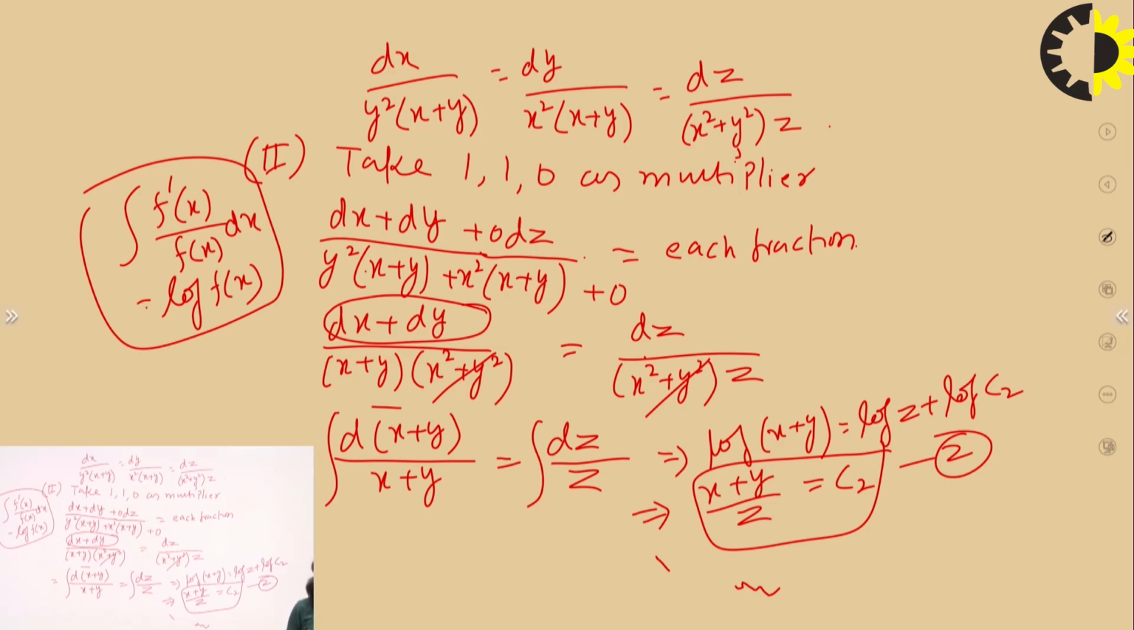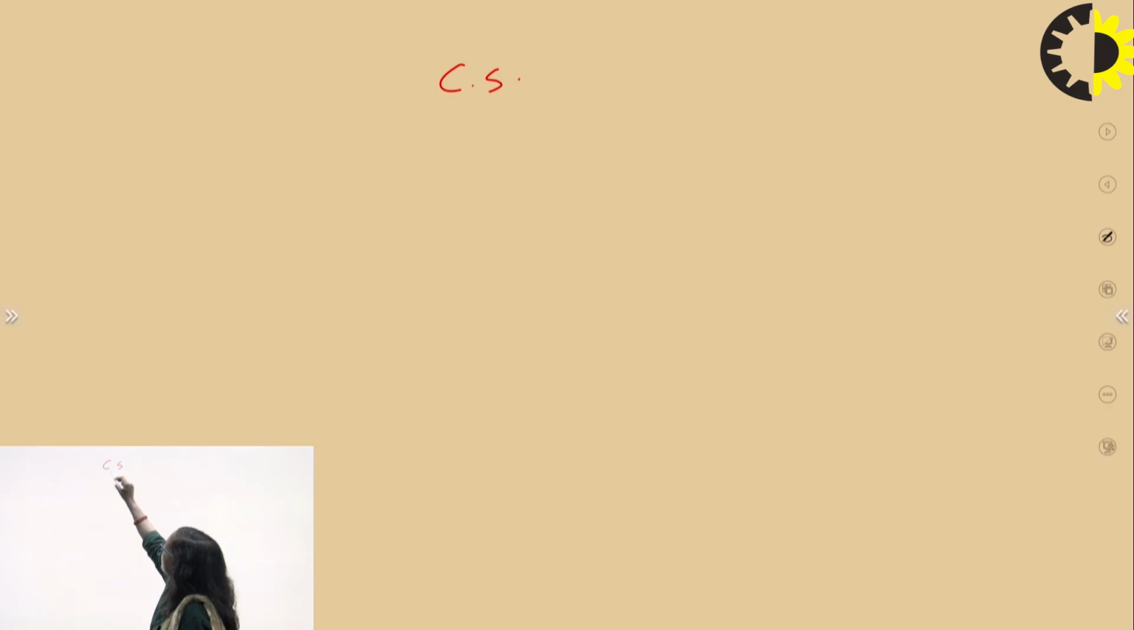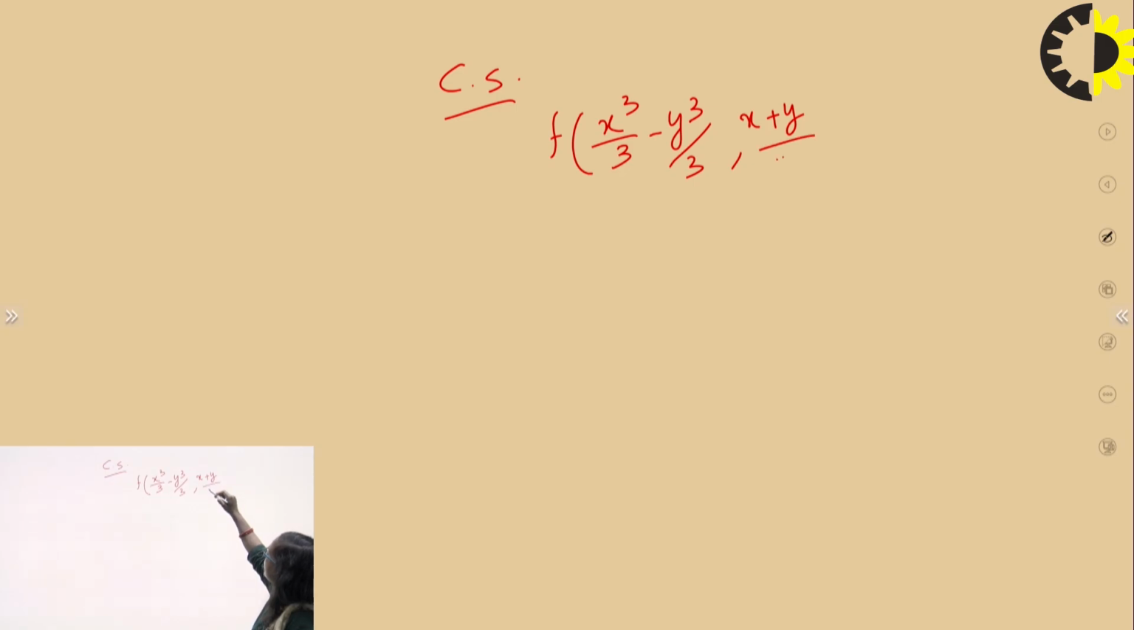In the last, I can write down the complete solution. This is the second solution, and our first solution is x cube by 3 minus y cube by 3. So finally, I write down my general solution, or the complete solution, which is f of x cube by 3 minus y cube by 3, comma, x plus y divided by z, equal to 0. This is our complete solution for this question.